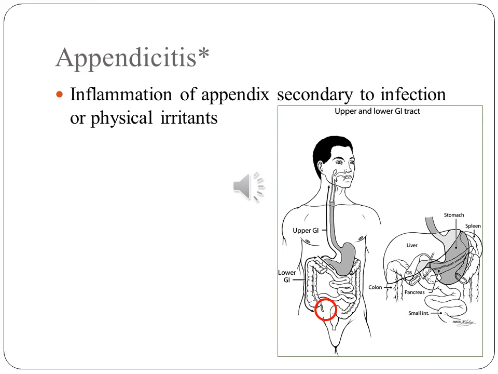Okay, appendicitis is an inflammation of the appendix. If you look at the picture, you can see it looks like a little tag or tail hanging off the lower gastrointestinal system. You can see it in the red circle. What happens is you get an inflammation of that structure due to either infection or some other type of physical irritant. In the picture here of the upper and lower gastrointestinal tract, you can see where the appendix is in the lower right quadrant.